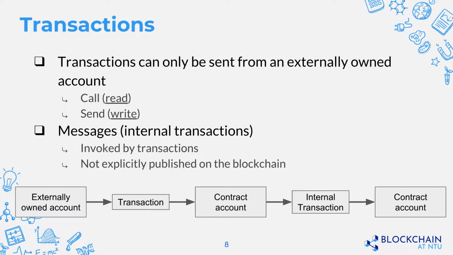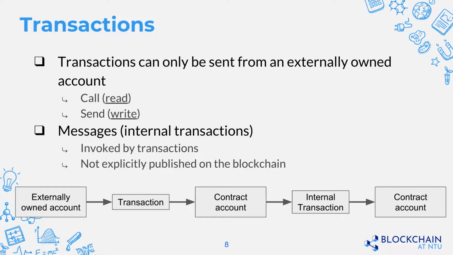Okay, so transactions. Transactions can be sent from an externally owned account, and externally owned accounts are accounts that are owned by a private key. So you can read and write onto the blockchain, and messages are considered as internal transactions. So they are sent from contracts to contracts.